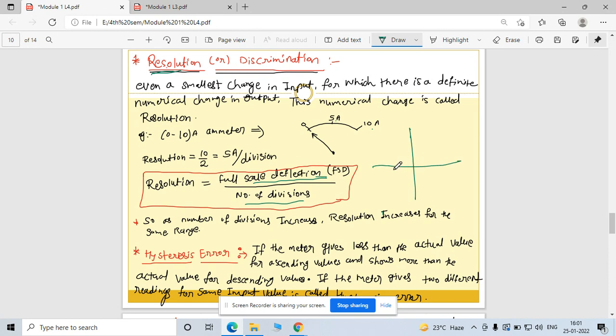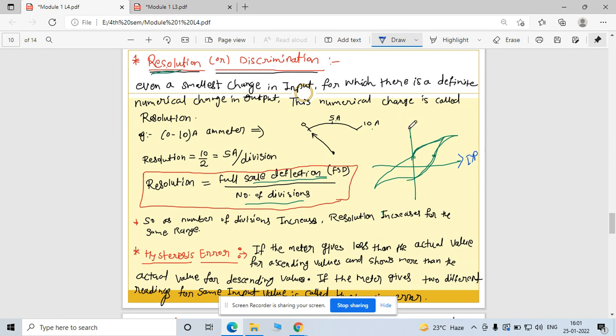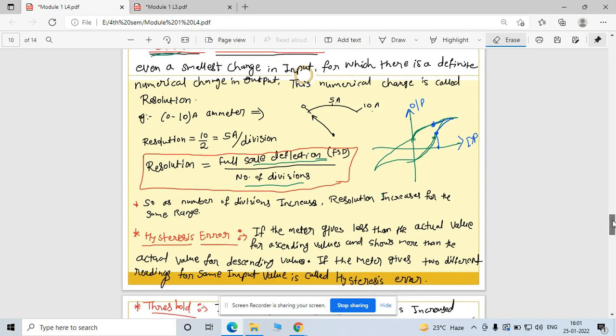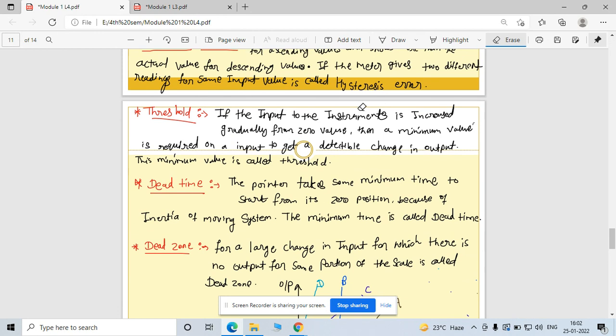Also simply verify the hysteresis loop. Something like that, right? For the same input, see, this is your input and output. For this single input, when you go this side, you get this reading, this is your ascending. When you reverse back, you find a different reading. That error is called your hysteresis error. I hope this point is clear to you. You know all this terminology, please keep it in mind, you should know all this.